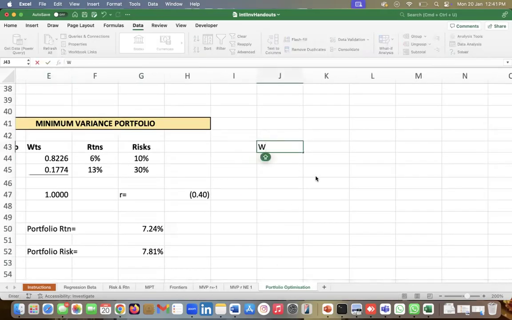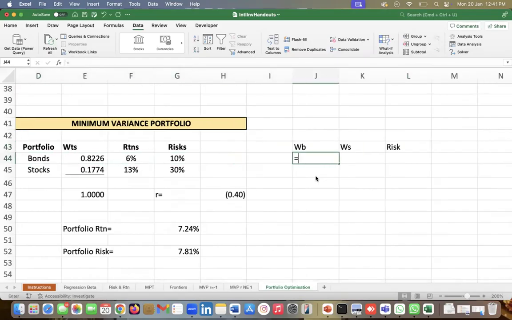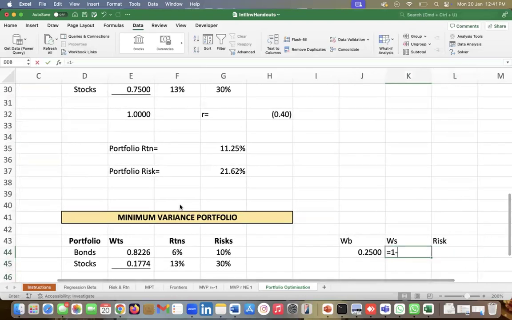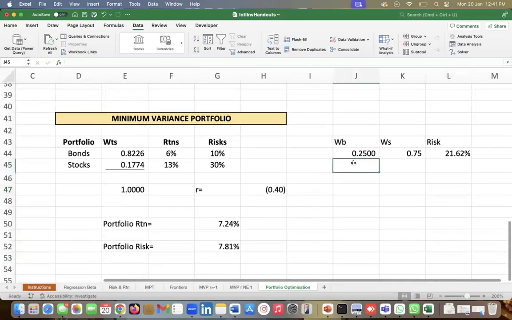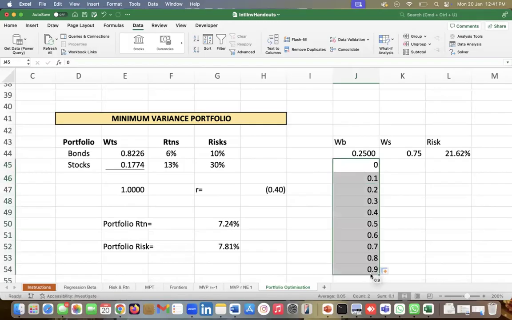So I'll put my weight of bonds here, weight of stocks here, and my portfolio risk here. And please remember, never ever link it to any other case except the base case, because that is unaltered. So I'm going to link this to the base case, and weight of stocks will be 1 minus weight of bonds. And this is my portfolio risk. And now I am going to start with 0, 0.1 and go up to 1.